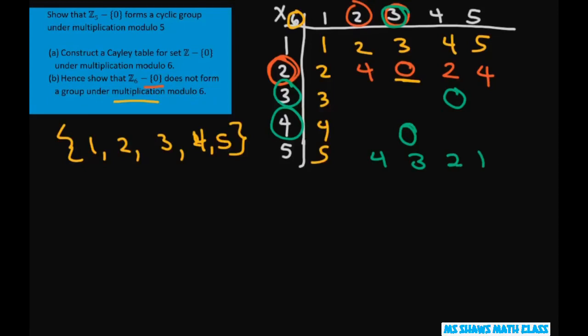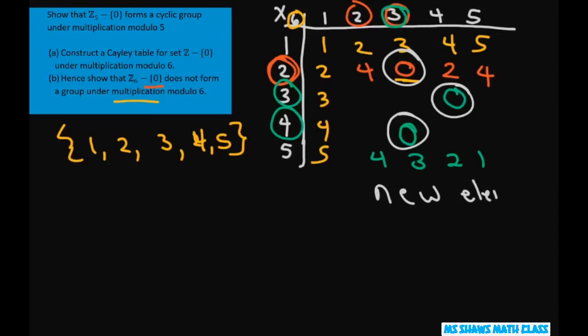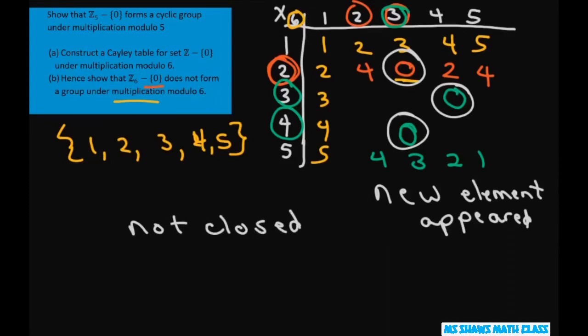The point being is that 0 here is not in our group. A new element appeared. That means the set is not closed. So the Cayley table is not closed. So it is not a group.